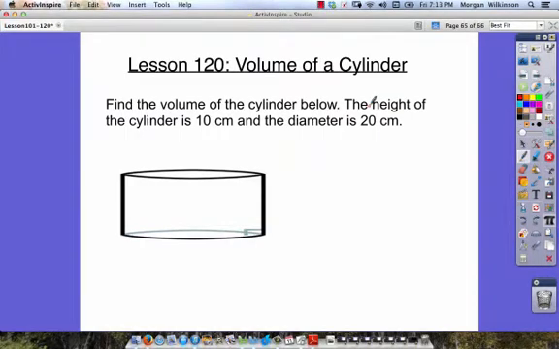Lesson number 120, volume of a cylinder. We're there. This is the last lesson in our textbook. Now, our first question, and our only question for this lesson, says, find the volume of the cylinder below.